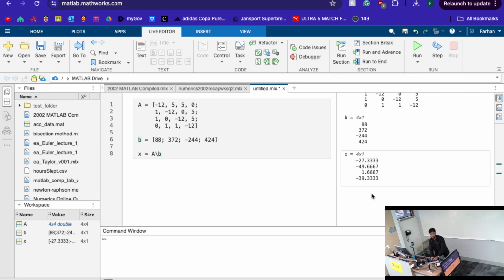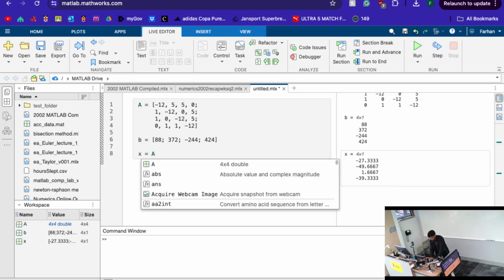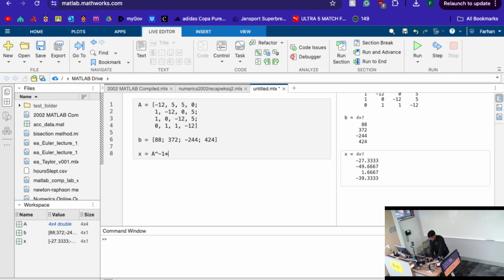Okay, another way you can do it, you can do this by the way: A to the minus 1 dot b. Yeah, that's better. I like that. Same answer, right? I prefer this way because I didn't know about the other one.